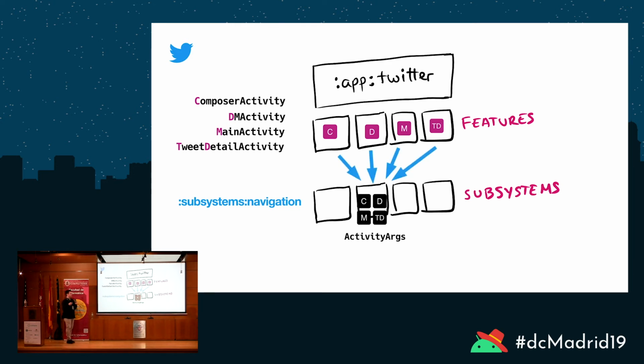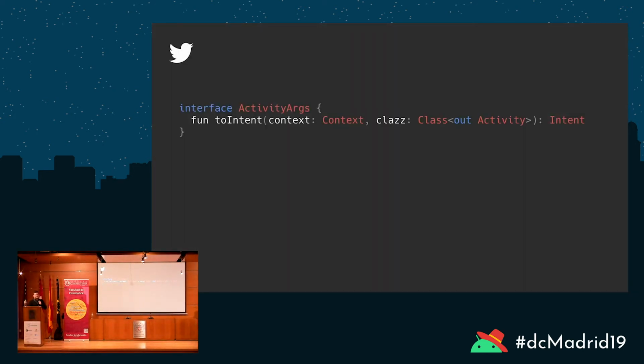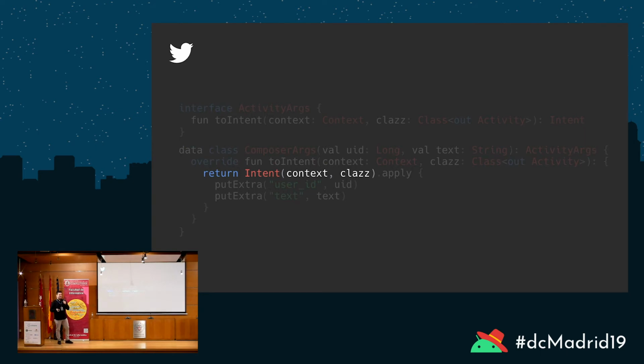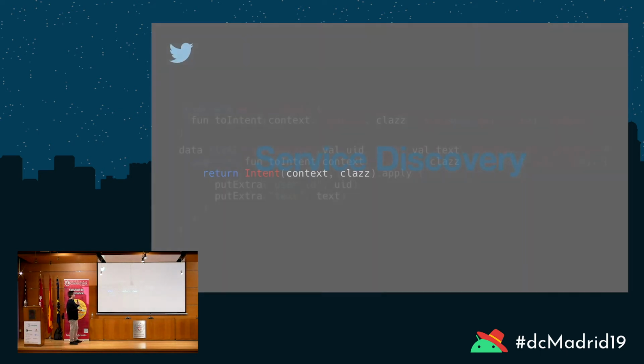So all of our feature modules are going to launch an activity. They just reference this Gradle module. We have this interface that creates an intent based on a context and the class of an activity. Then, for example, in the composer case, we have a way of creating that intent. A slightly good side effect is that we put extras, these random strings, centralized in one place. And as I was saying, this is nothing more than a factory of intents.